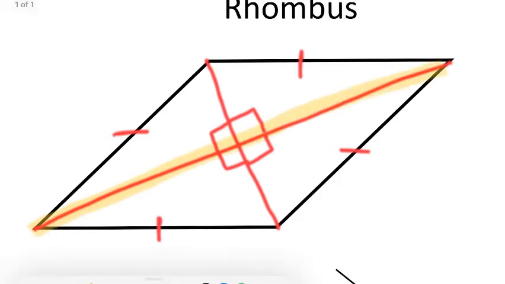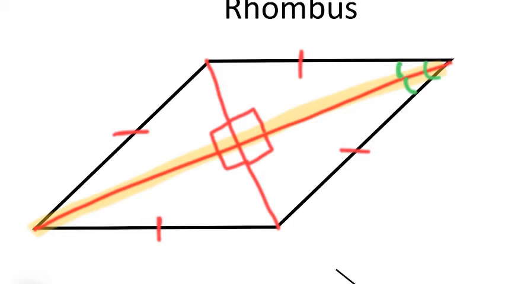If that diagonal is bisecting the opposite angles, it means that this big angle is being split up into two equal parts. So this little part is going to be congruent to this little part. And if we think back to the parallelogram, we knew that opposite angles of a parallelogram were congruent.